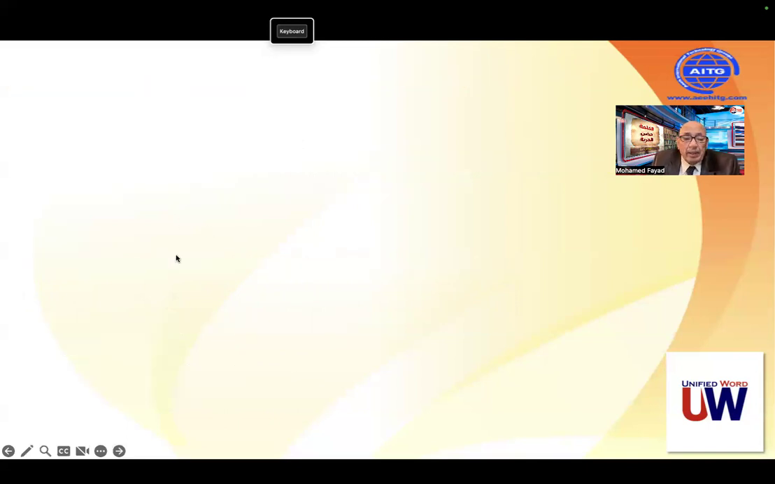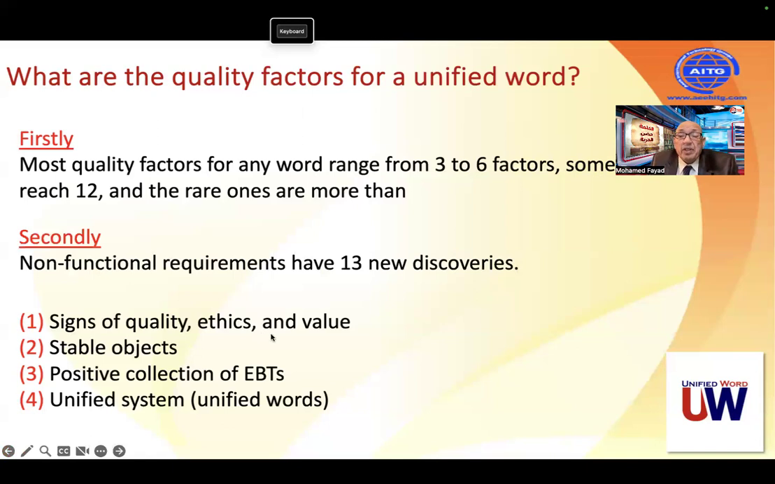Sorry, I have to really, the first one is ethics. The sign of quality: ethics and morals and value. Have you ever heard somebody say that a system has value? Can you tell me what this value is? None. We're going to discuss this. This is very important. Would anybody tell you a word or a system has morals and ethics built into it?